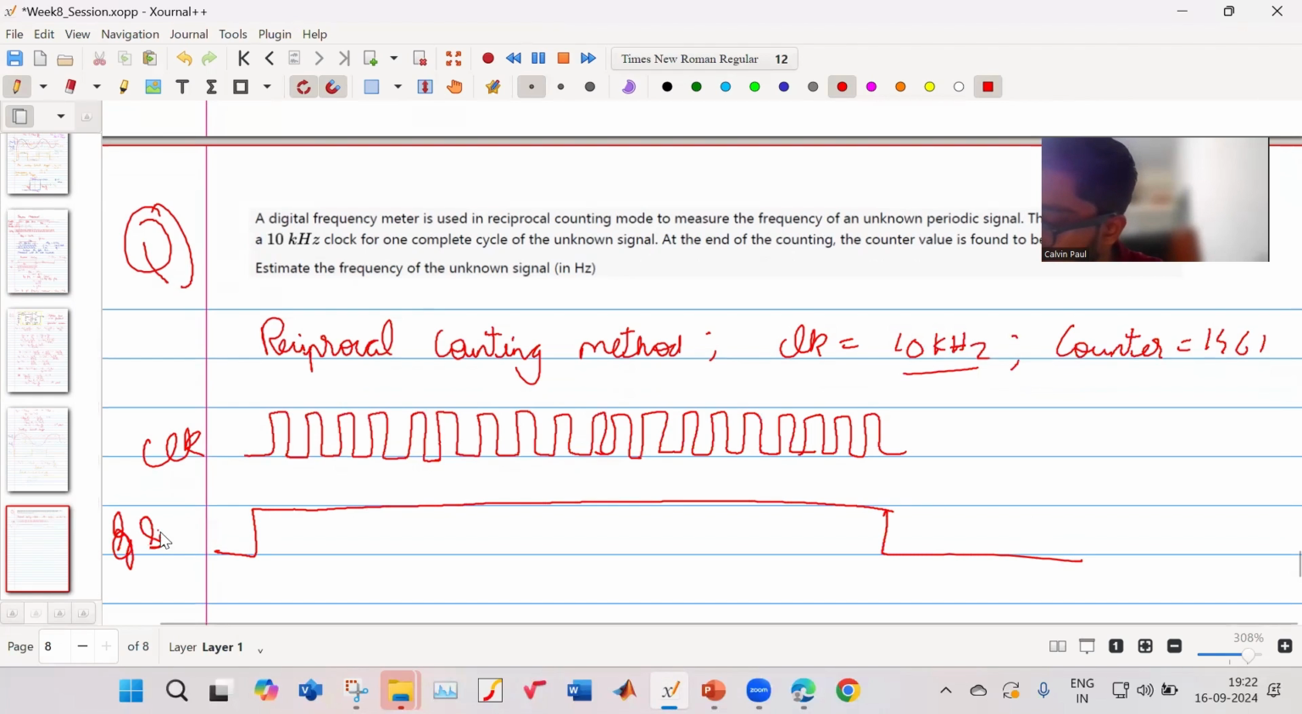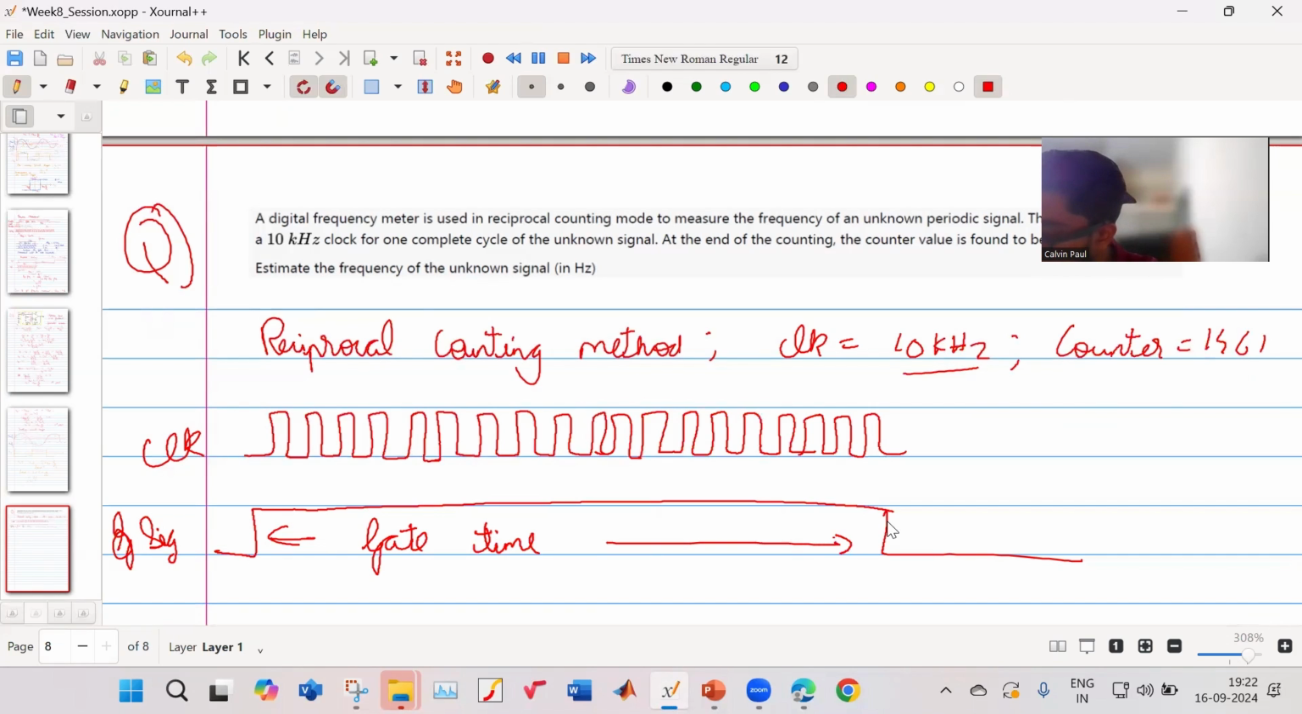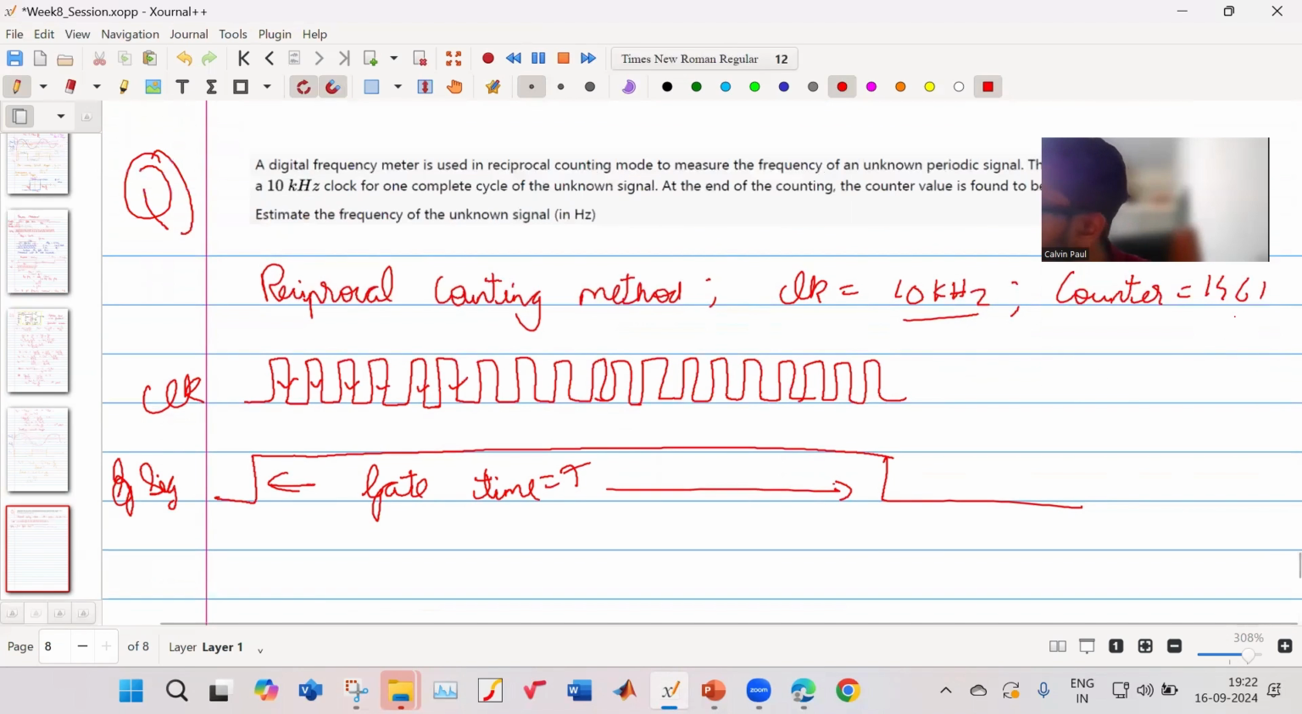This is the actual signal, digital signal, of my input signal, and this is my gate time. My gate time is the same as the time period of my signal. And how many edges come, that my counter will count. So my counter has counted 1461 edges, and the clock is 10 kilohertz.